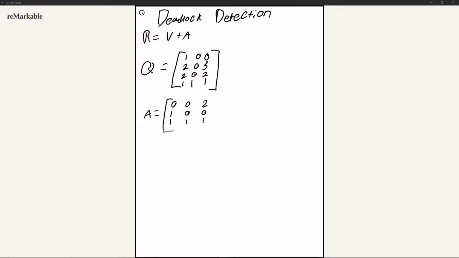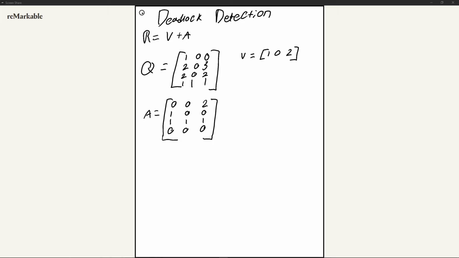And then they're going to give you two things. They're going to either give you R or they're going to give you V. In this case, I'm going to give you V, and V is going to be equal to 102.